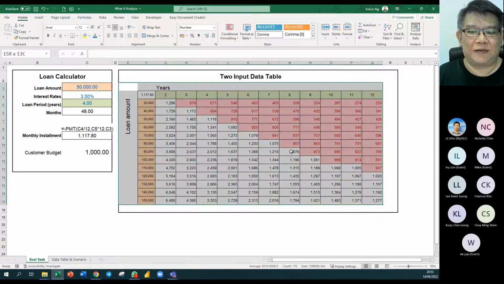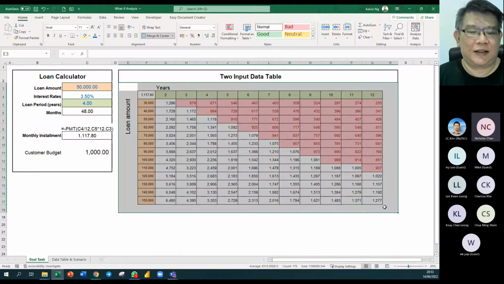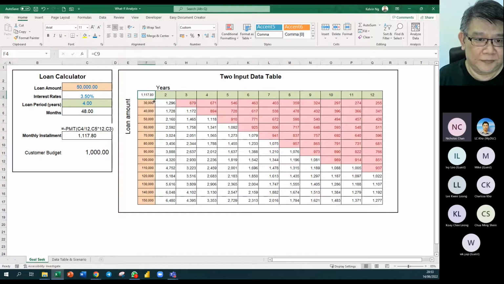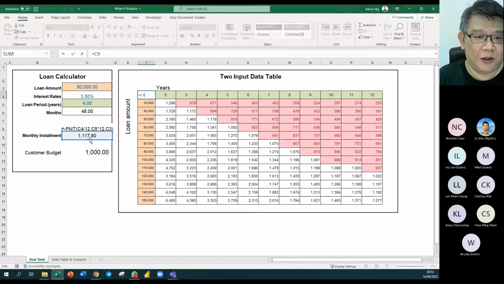Sorry, Kevin, the top left corner, the 117.8, is this one you key in or is it computed? There is a formula. You point it to the formula that you want to use for calculation.